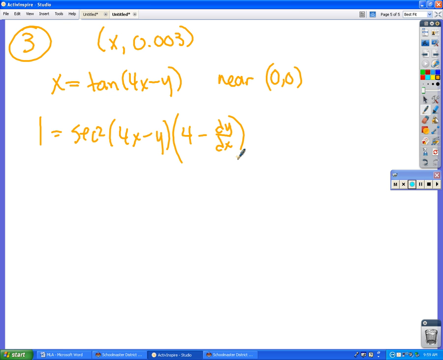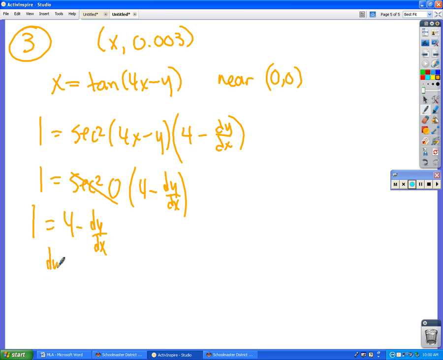Then you plug in 0 for x and 0 for y, because it says near (0, 0), right? So if I plug in 0 for both of those, that's just going to be 0. We messed with the secant of 0 a lot yesterday. It's 0. Or no, it's 1. I have it crossed out. So 1 equals 4 minus dy/dx, so dy/dx equals 3.